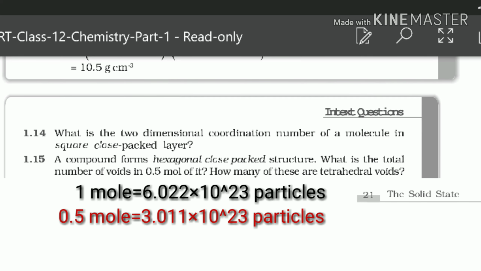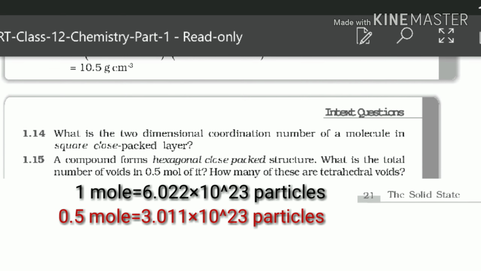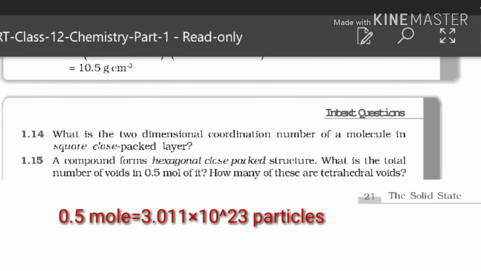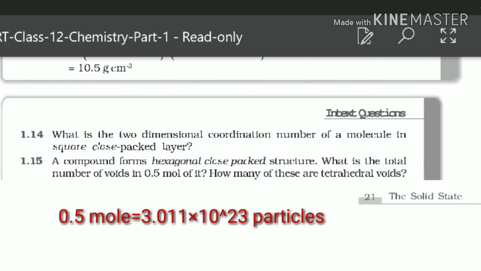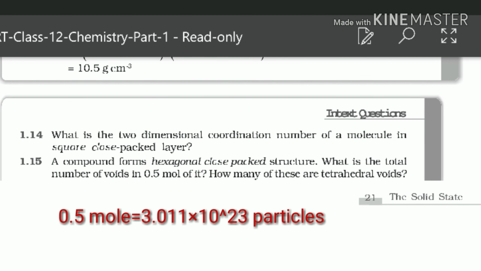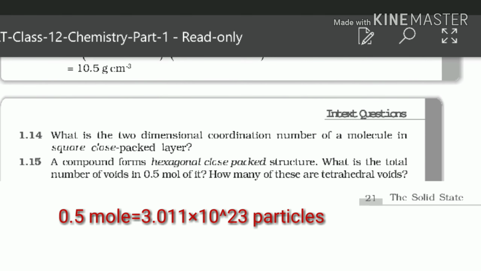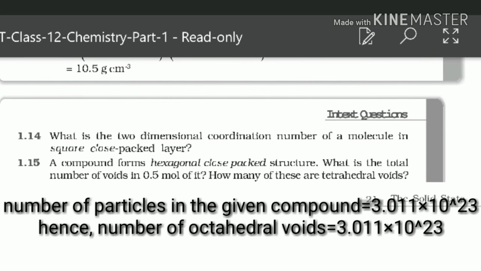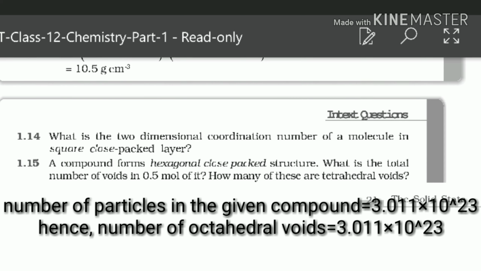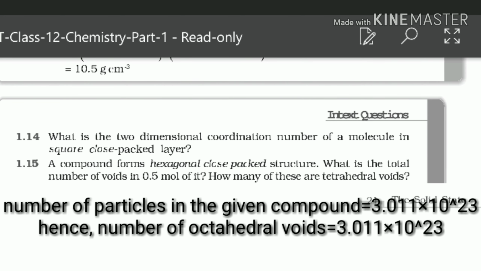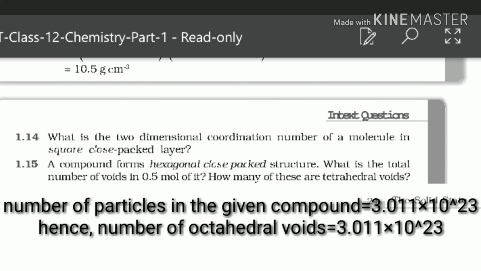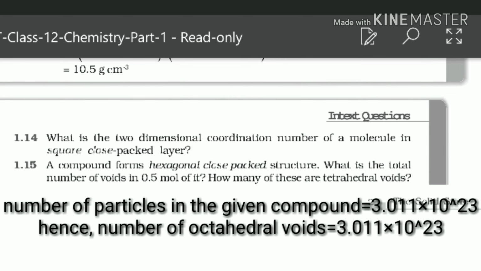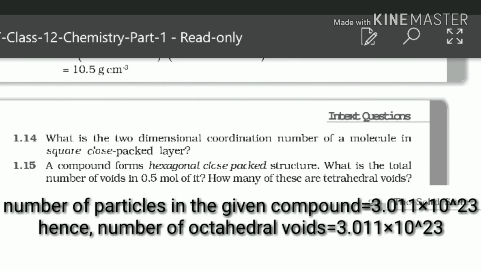Hence, the number of constituent particles present in 0.5 mole of the compound will be 3.011 into 10 raised to the power 23. So, this is the number of constituent particles which are present in the given compound. Now we know that the number of constituent particles of a compound is equal to the number of octahedral voids. So, the same number is the number of octahedral voids. That means 3.011 into 10 raised to the power 23 octahedral voids are present.